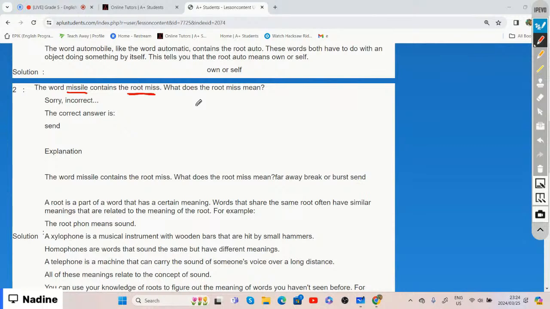It's being used in wars, it's being used in battles. So yes, well done. That is correct. That is basically missiles. So now, if that is a missile, what do you think the meaning of the word miss means?